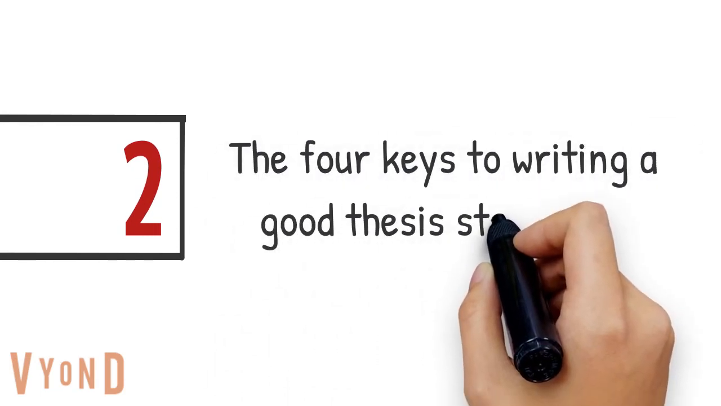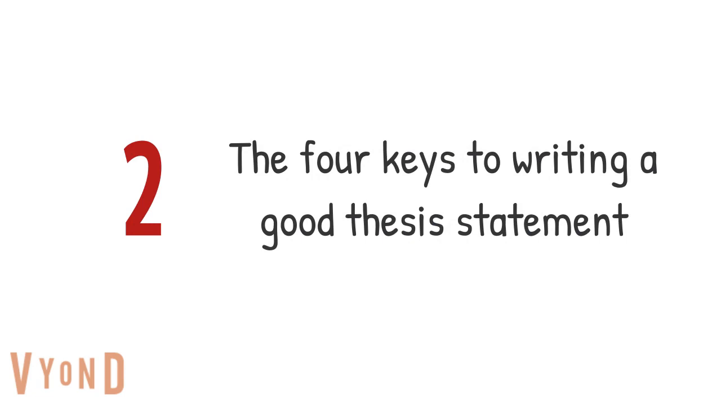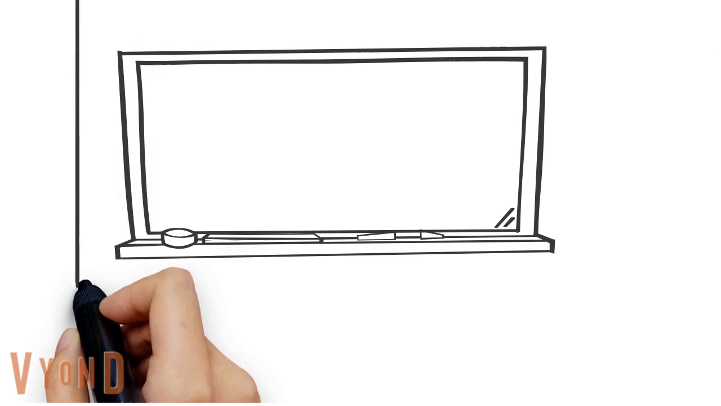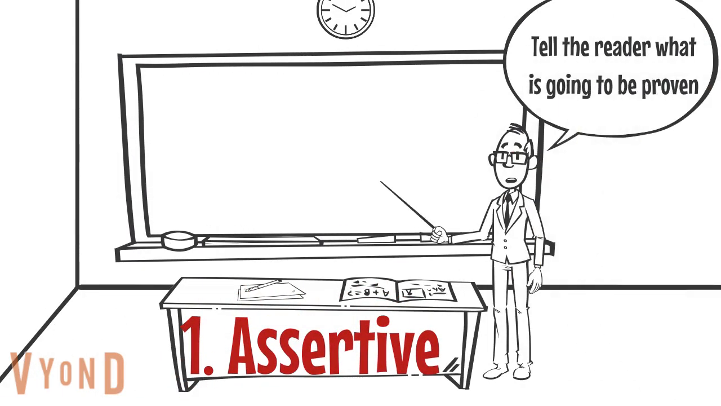Welcome to Part 2. Now that we know what a thesis statement is, here are the 4 keys to writing a good thesis statement. Key number 1, assertive. Tell the reader what is to be proven. The thesis statement clearly states what is intended to be proven in the paper.